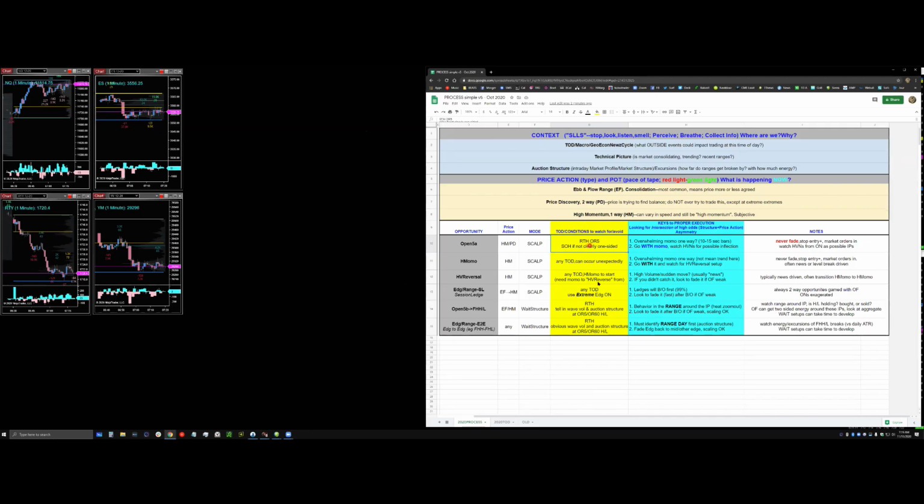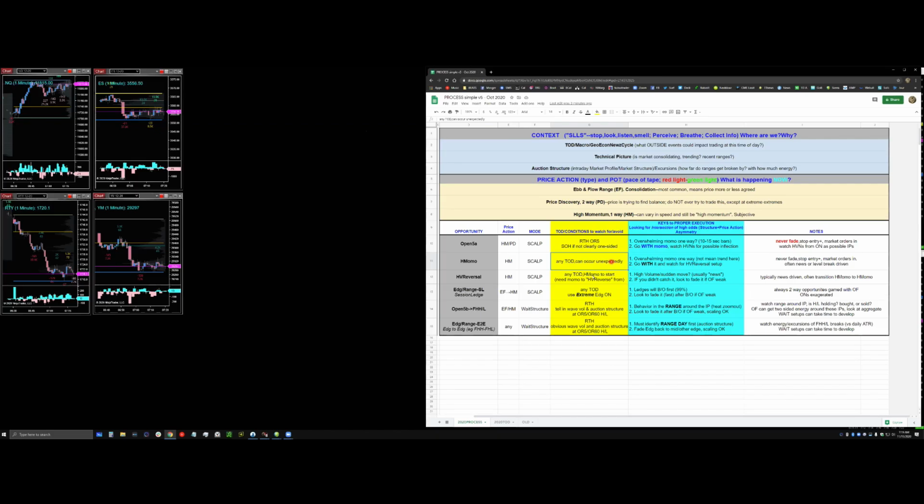All right. So again, the yellow column is the time of day, and that's an absolute. It's a binary. You don't do this any other time, and then any other conditions. So for example, HMOMO, that can occur at any time of the day, and it can occur unexpectedly. A lot of times a news event or anything outside the market will trigger an HMOMO, and that's why it can occur unexpectedly.